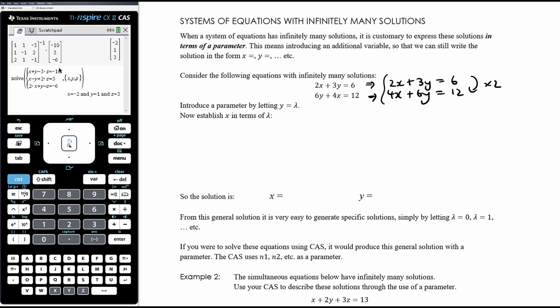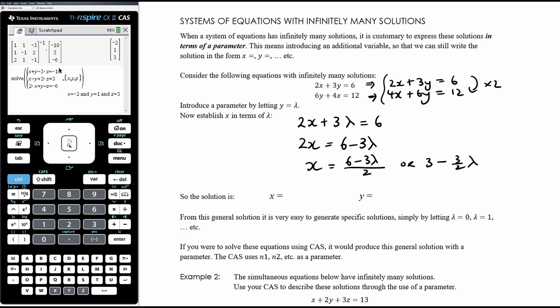Alright, it doesn't matter which equation I go to. I'm going to go into the first equation and let y equal lambda, which means that 2 times x plus 3 times lambda is equal to 6. If I now express x in terms of lambda, 2x equals 6 minus 3 lambda, and x therefore equals 6 minus 3 lambda all over 2. Or you could write that as 3 minus 3 on 2 lambda, however you want to write it.